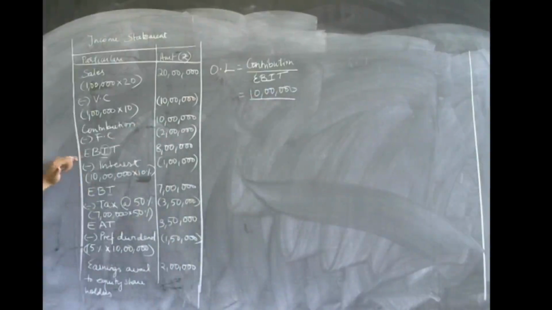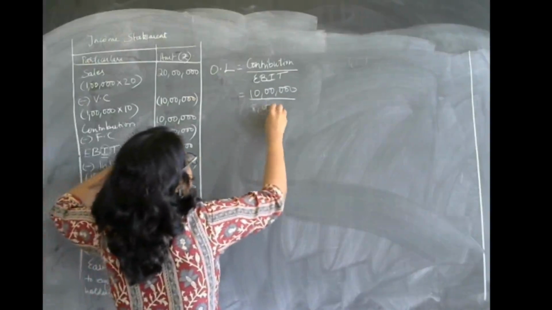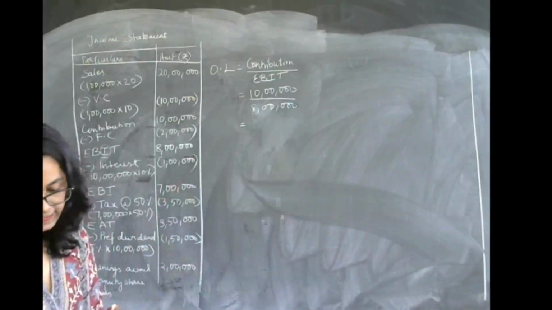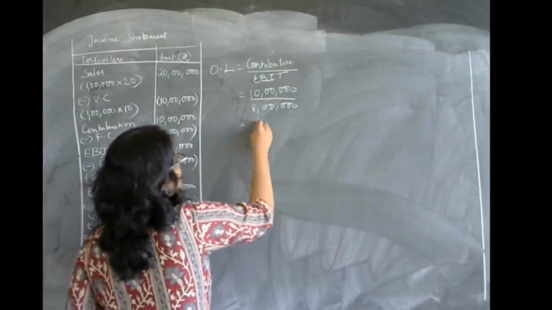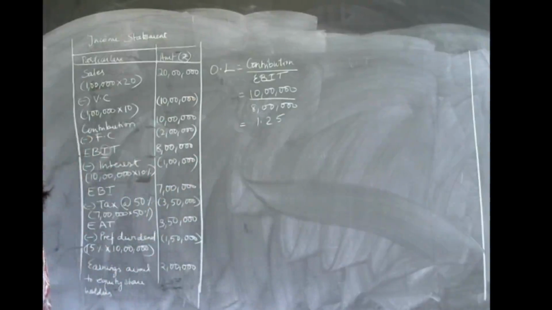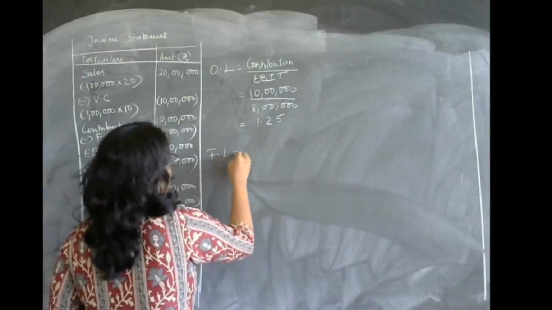What is EBIT? EBIT is 8 lakhs. So 10 lakhs divided by 8 lakhs, how much are you getting? You will get 1.25. So this is your operating leverage. Now let us compute the financial leverage.